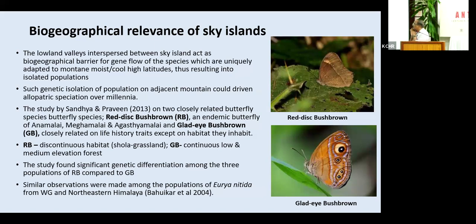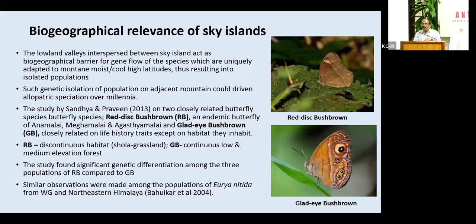And then when they did the phylogenetic analysis, what they found is that for the red disc bush brown species, there are three populations of the same species. The genetic profiling of these populations shows a higher difference, that is, heterogeneity. So the same species in three mountains shows higher heterogeneity when compared to the species which is contiguously available in the habitat.